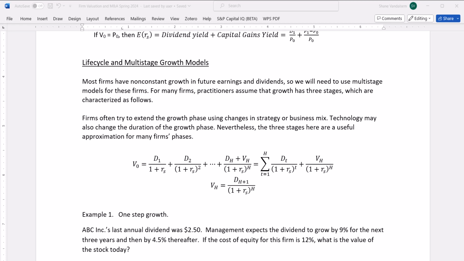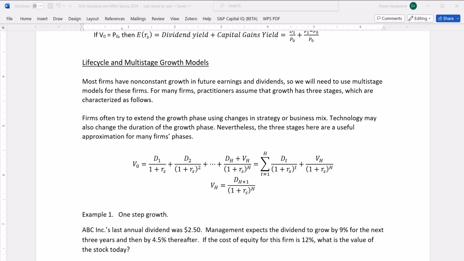In the previous video on equity valuation, I discussed and worked a problem of calculating the intrinsic value of a stock based on a constant growth model, the dividend growth model. In this video, I'm going to start off by talking about different life cycle and multi-stage growth models, where we don't assume that the dividend is going to grow at a given constant rate over time.